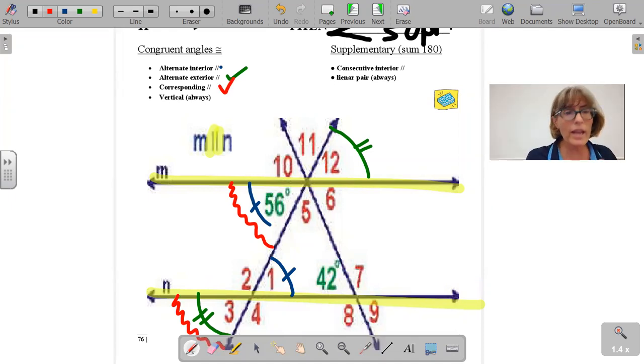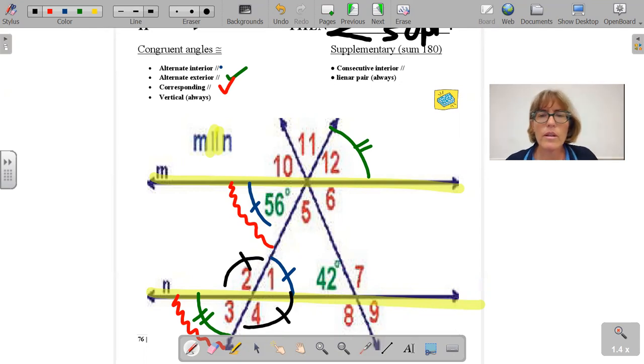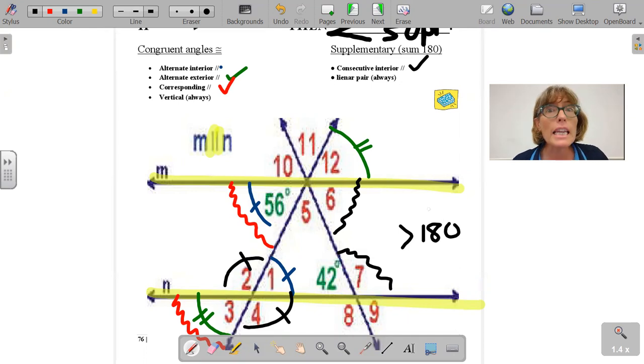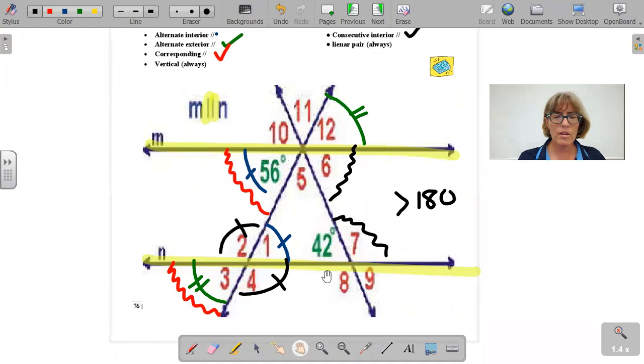And then vertical angles are always congruent. An example of vertical angles would be like 2 and 4. Consecutive interior angles add up to 180. Consecutive interior would be like 6 and 7, add up to 180. And then linear pairs are always adding up to 180. An example of that would be 8 and 9.